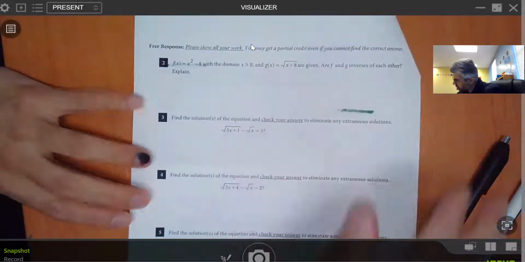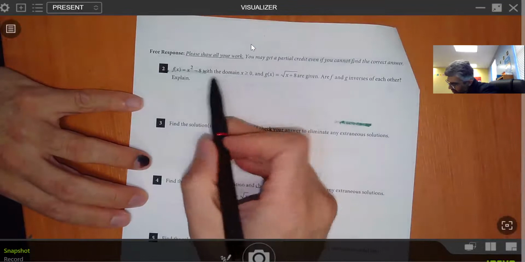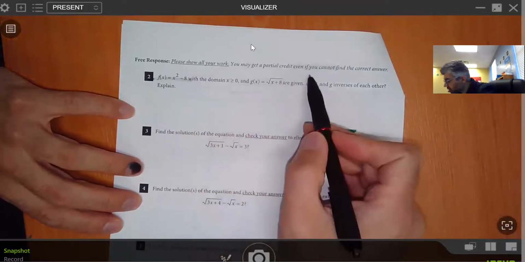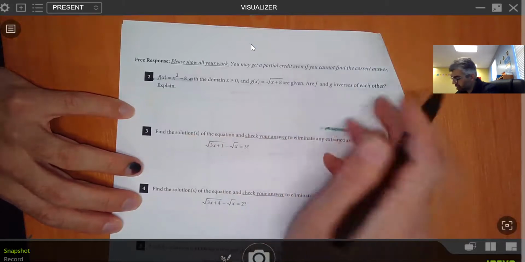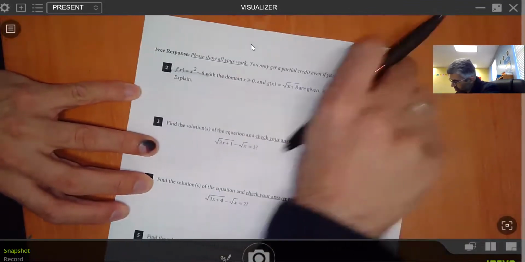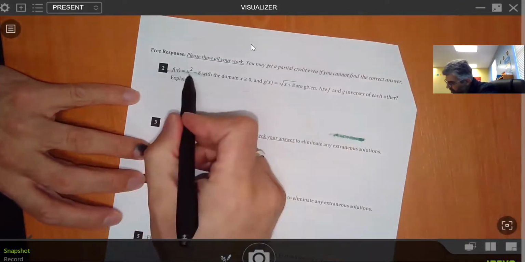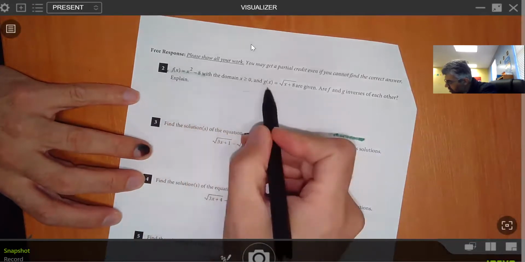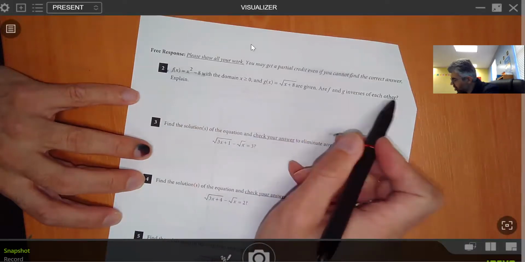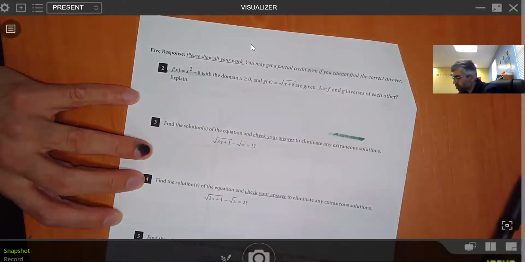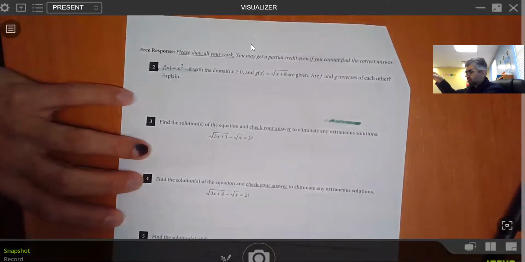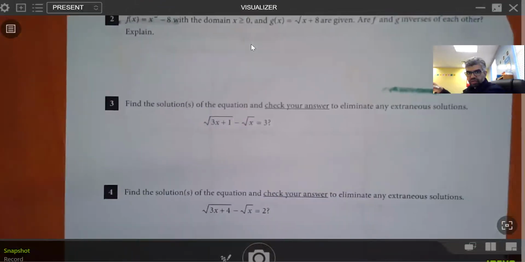Next question, question number 2. Free response, please show all your work. You may get partial credit, even if you cannot find the correct answer. This is important. You already know about this. So f of x is x squared minus 8 with the domain, and g of x is root of x plus 8 are given. Are f and g inverse of each other? Explain. So we should use the composite functions. Get closer.